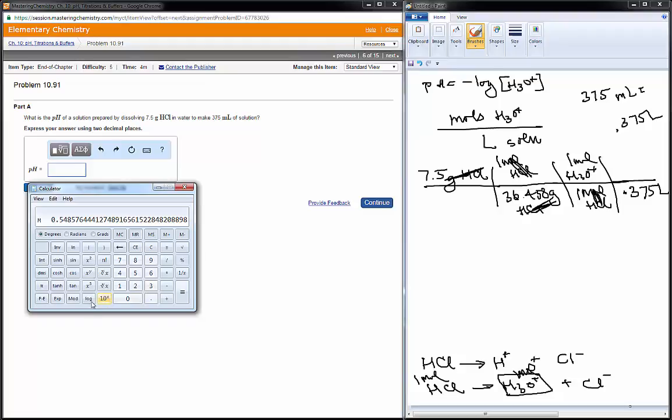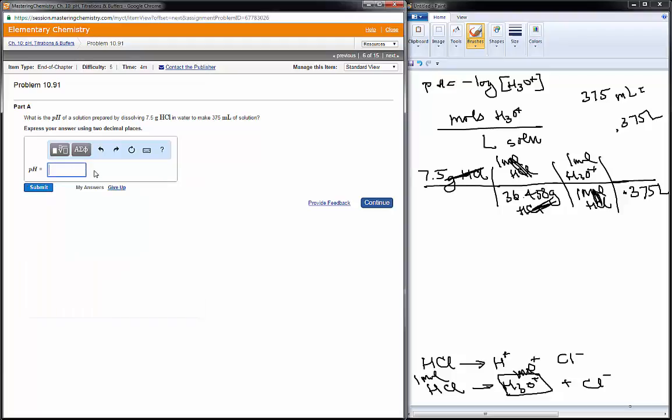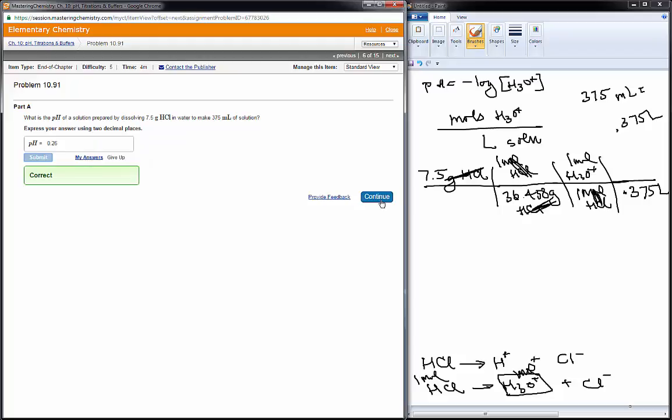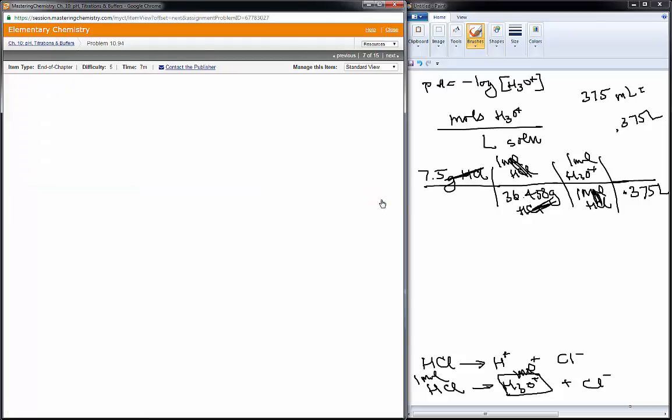Then I plug that in here. Minus log of that gives me my pH. Take the log, take the negative value, and I get a pH of 0.26. It's a very acidic solution.